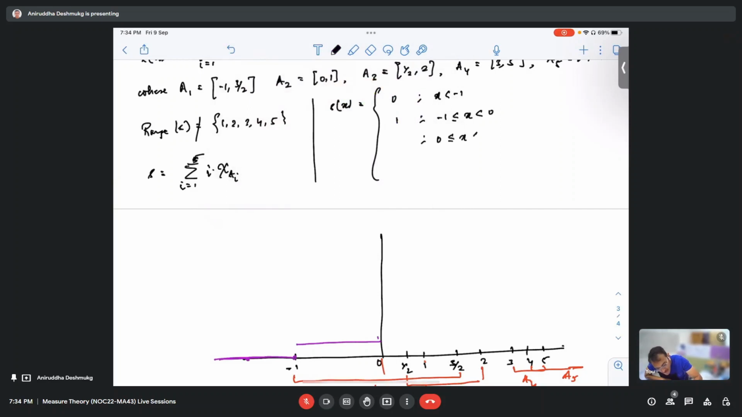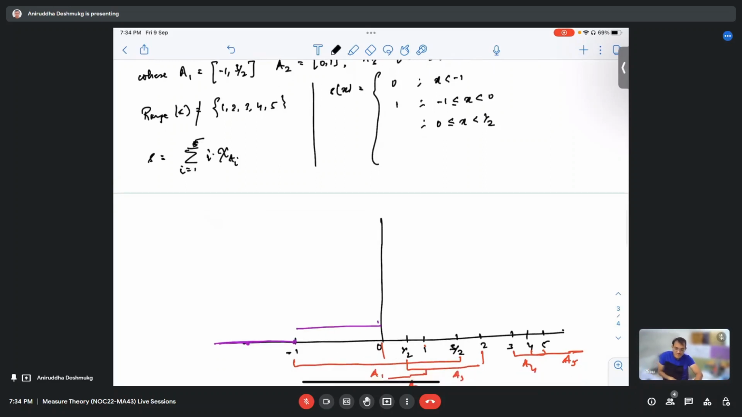Because I have partitioned this, let us look at these smaller intervals and see what happens there. What happens between 0 to half? It is 3, right? Because it is inside A1 and A2 and no other sets. So it is 3.